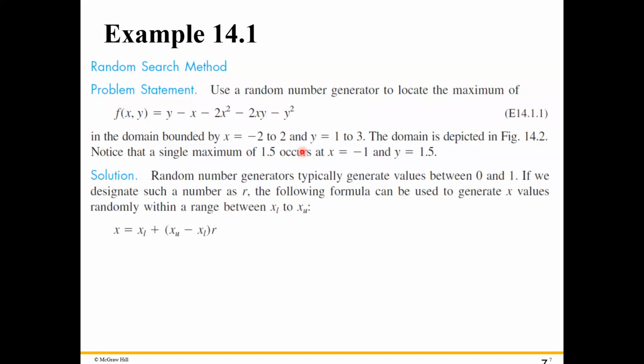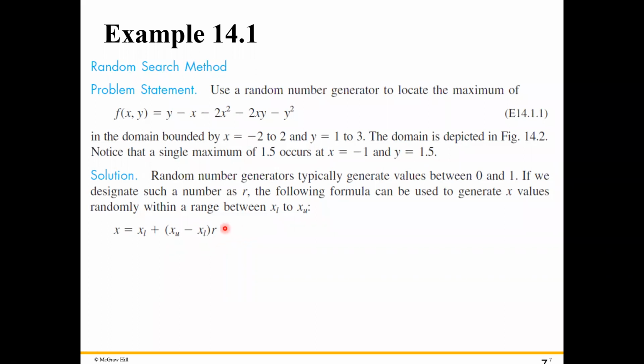Because it is called the random search method, it will use a random number generator, which typically generates values between 0 and 1. If we designate such a number as R, the following formula can be used to generate x values randomly within a range of XL to XU. For example, if the values range from minus 2 to 2 and we want to generate some value randomly between minus 2 and 2, we can use this formula: the lowest value plus the difference between these two ranges times the random number.